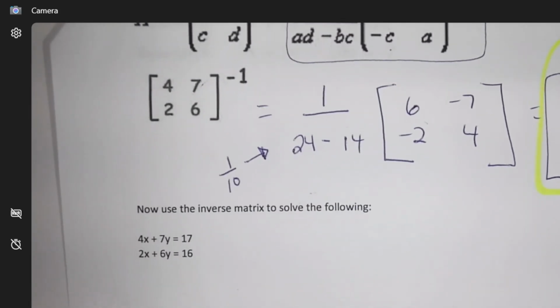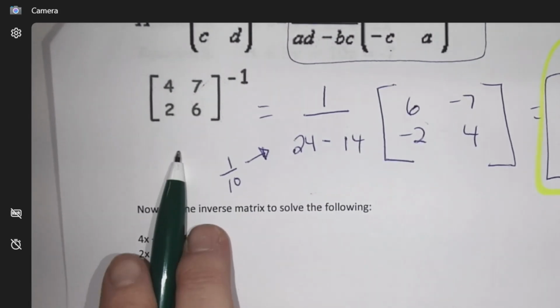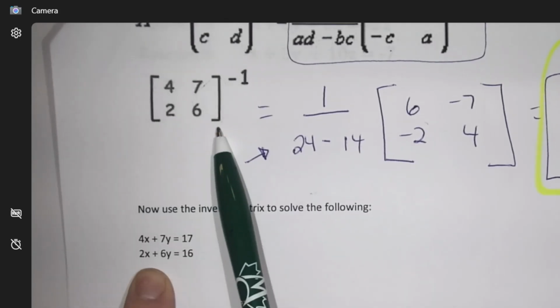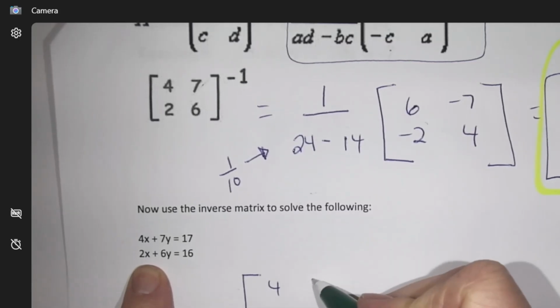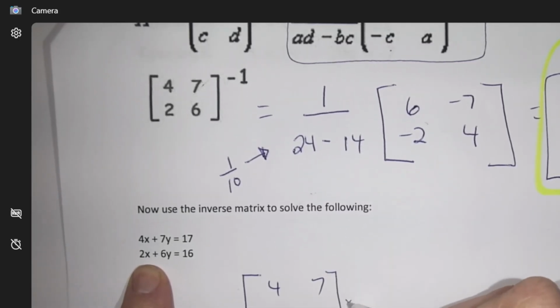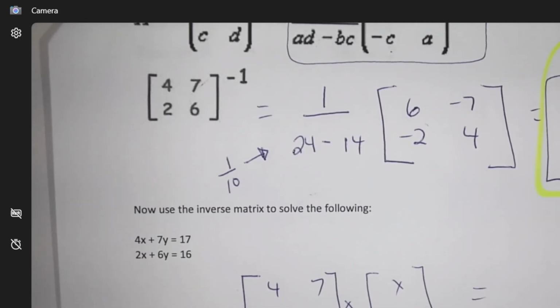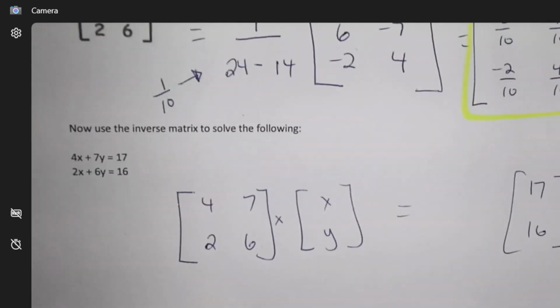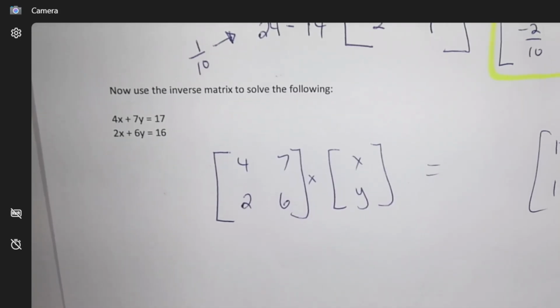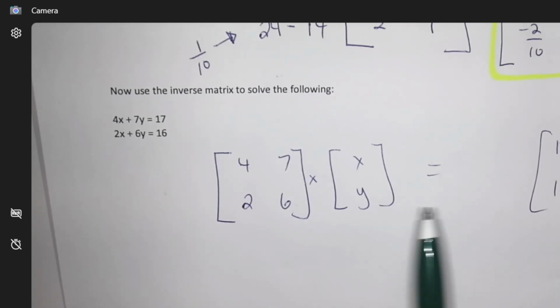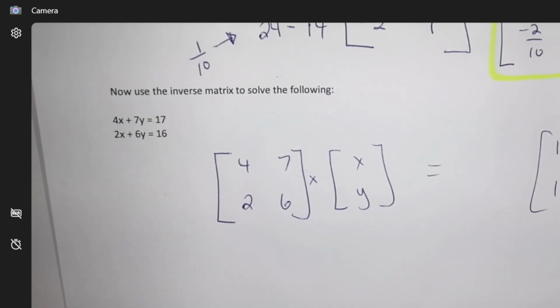Okay, so what happens here? Do you see what I did here? This is 4, 7, 2, 6. That's that part. Okay, so we had 4, 7, 2, 6 times the variables x, y equals 17, 16. I'm leaving a space on purpose. The coefficients times the letters equals the solutions. So do you see my parts there? I just broke this down into matrix form.